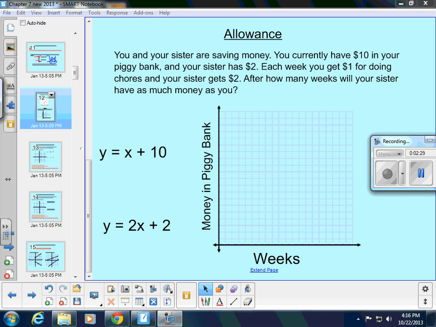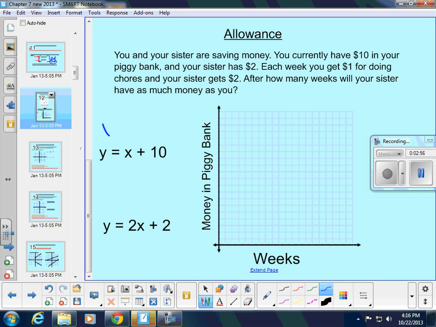Here's just a very simple, very brief example of a problem where you might use a linear system to find the answer. This is a very, very basic word problem. It says you and your sister are saving money. You currently have $10 in your piggy bank, and your sister has $2. Each week you get $1 for doing your chores, and your sister gets $2. Maybe she does more chores. After how many weeks will your sister have as much money as you?